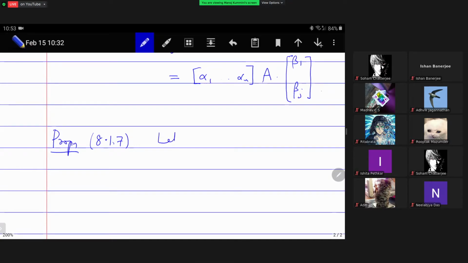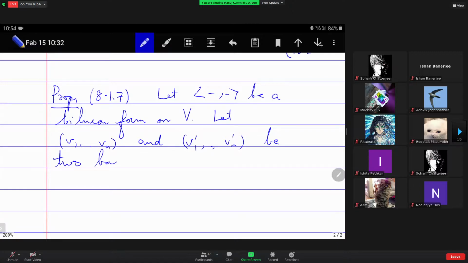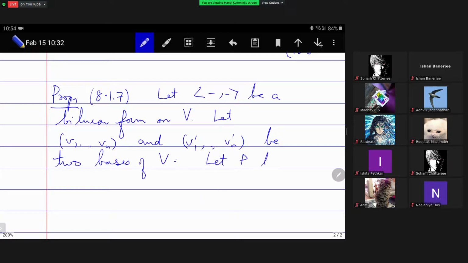So let the bilinear form on V, let v1 through vn and v prime 1 through v prime n be two bases of V. Let P be the matrix for the change of basis.